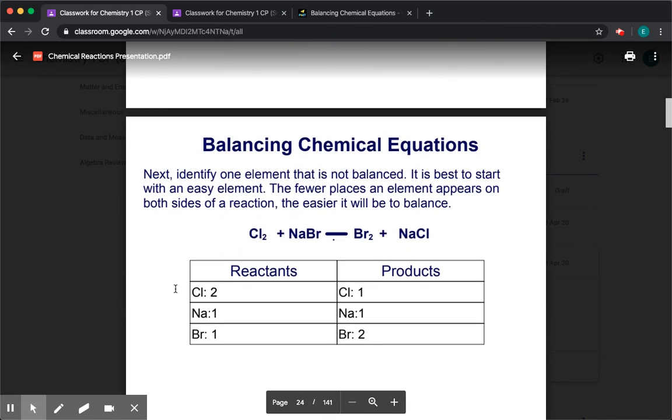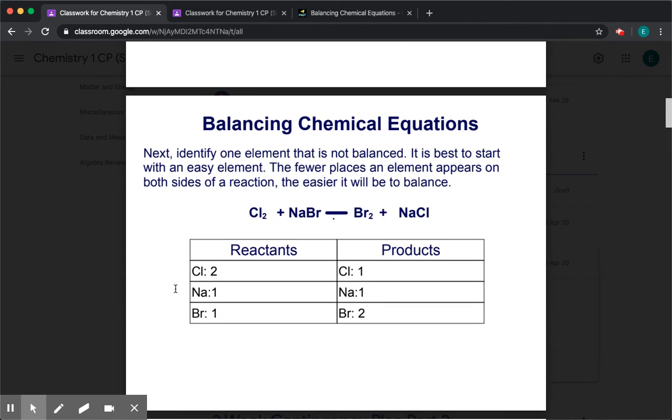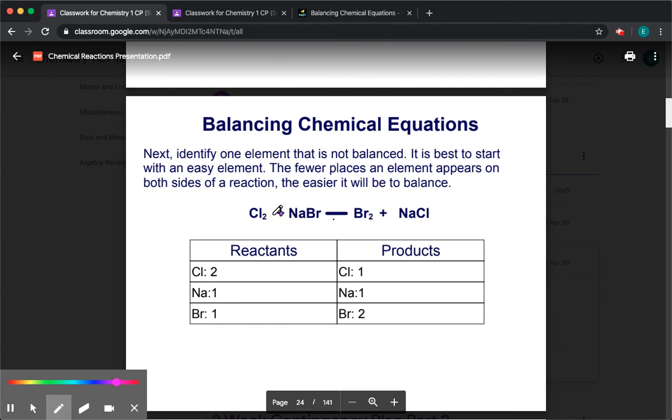So we need to play around with these numbers. The numbers I'm talking about are the coefficients. The coefficients are what we can edit. So we need to play around with the coefficients. So what do we do first?